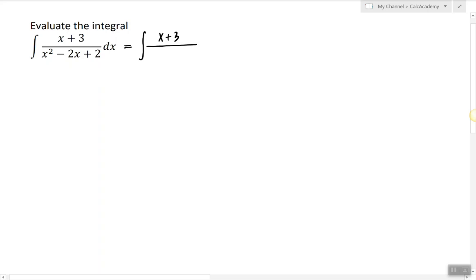So if this quadratic term is irreducible, that means we have to complete the square to obtain the following expression. So we're going to have (x - 1)^2 + 1. Now, in the numerator, instead of x + 3, we want to have x + 1. So I'm going to break that 3 into +1 and +2.